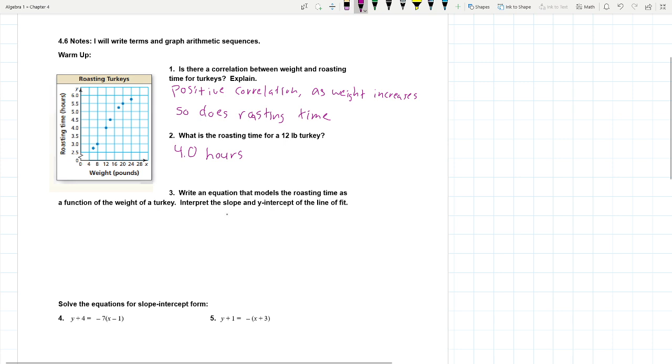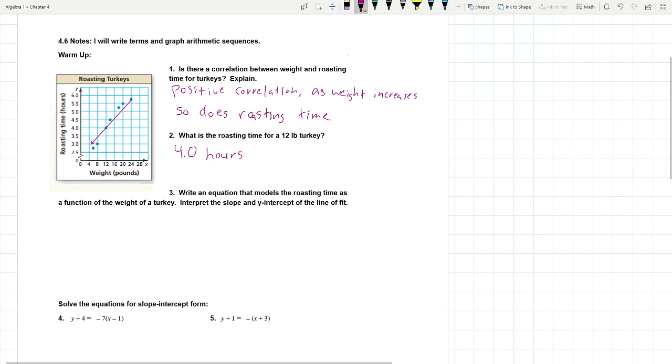Number three asks us to write an equation that models the roasting time as a function of the weight of a turkey. We need to interpret the slope and the y-intercept of the line of fit. So I'm going to grab a line, and I like to start at the top. I might use this point or this point. It's a lot easier to do this with a sheet of paper so you can try to get the same number on top as on bottom. I like that one. It's not equal on top as on bottom, but it's pretty close, and we have 2 points that we know, so that's a pretty good one, I think.